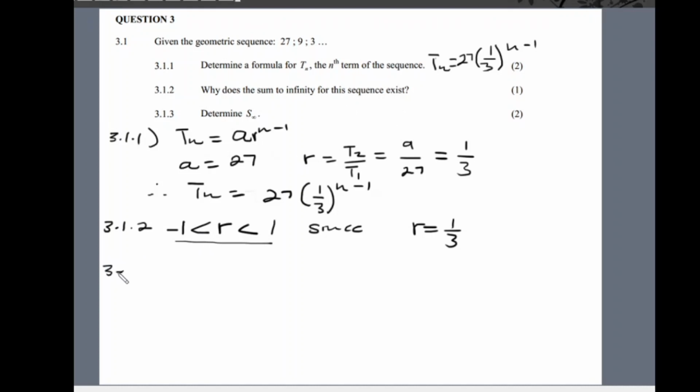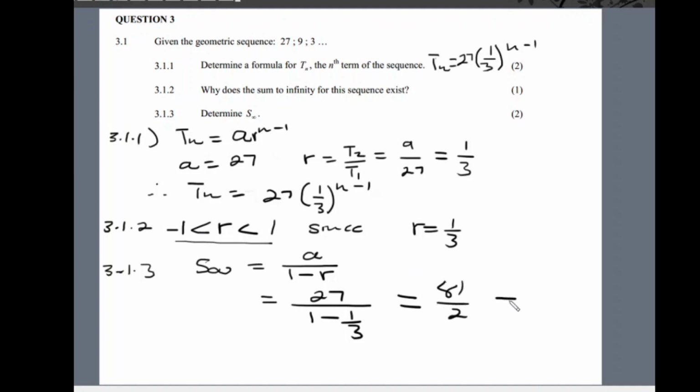And then 3.1.3, they want us to calculate that sum to infinity. The formula is S infinity equals a over 1 minus r. In our case a is 27 and r is 1 over 3. So punching this in your calculator, you get 27 divided by 1 minus 1 over 3, which is equal to 81 over 2, and this is equal to 40.5. That is the sum to infinity.